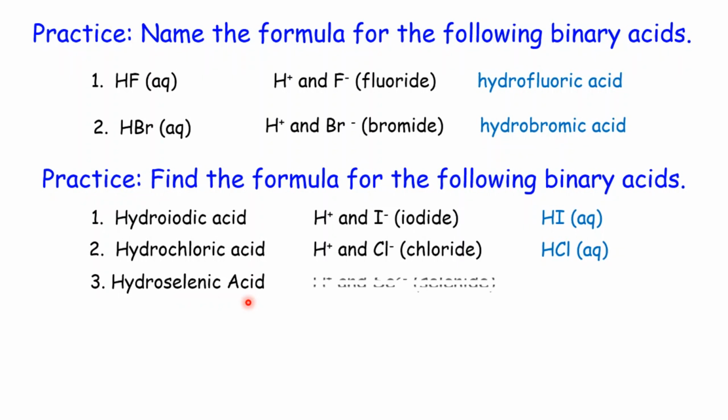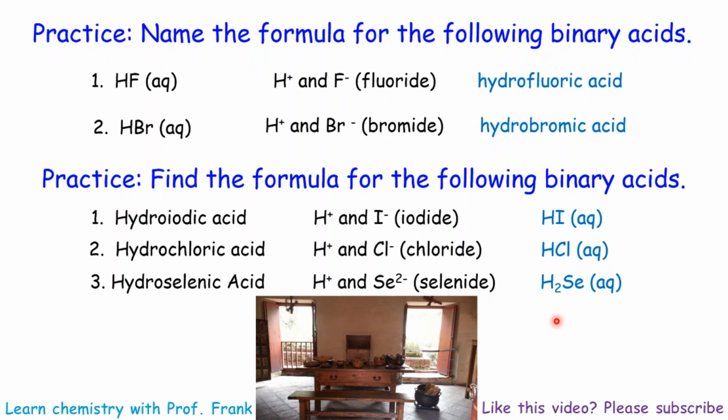Hydroselenic acid, hydrogen and selenide, Se2 minus. And then make sure the charge becomes the subscript of the other ion. That's what we did here. And then also AQ. So that's from formula to names, and from names to formula. You should be able to work with those nomenclature problems.